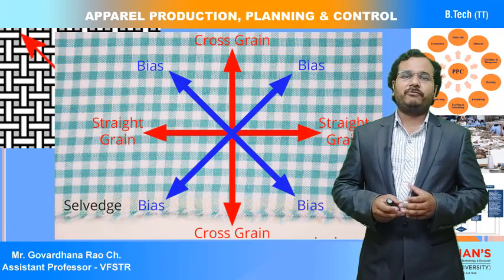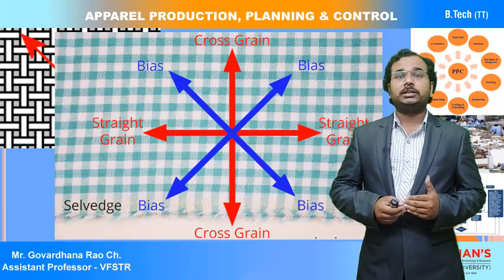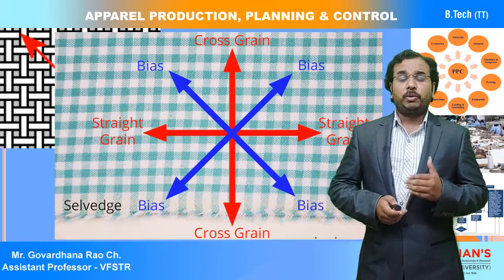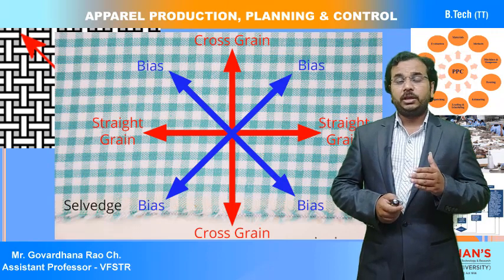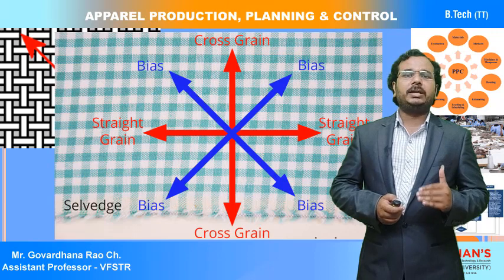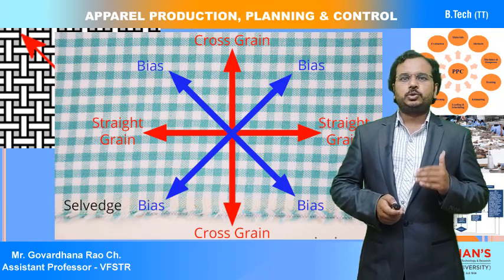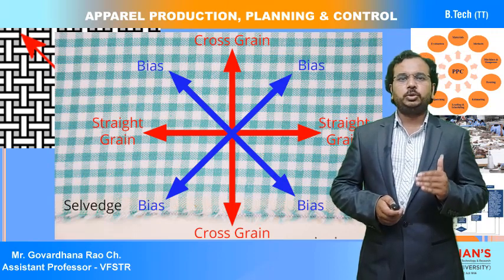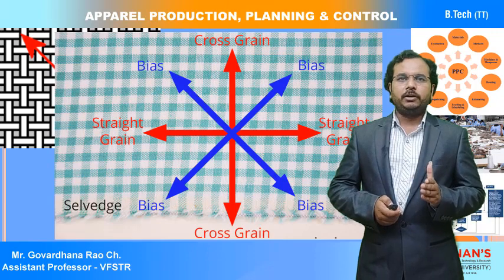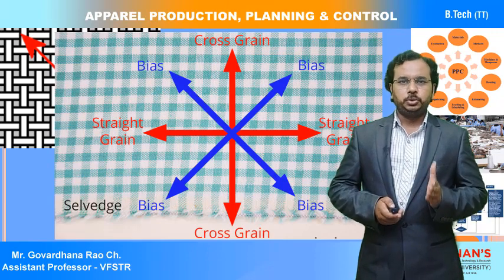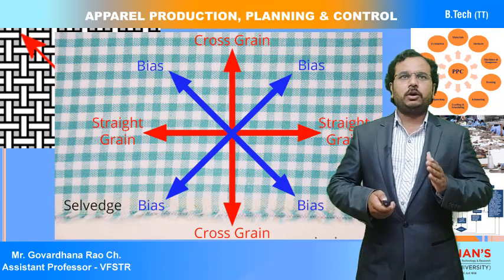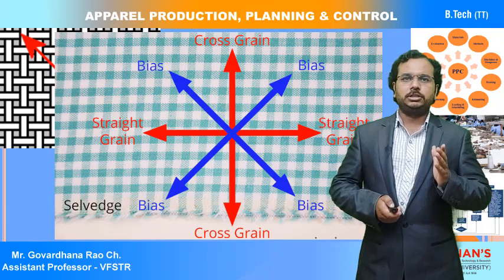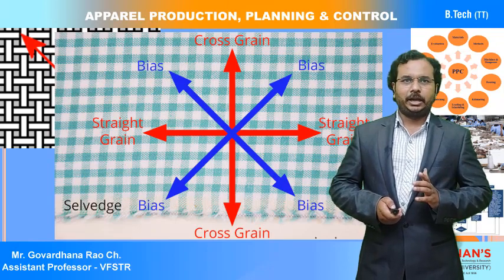So at an angle of 45 degrees, we are placing the patterns on the marker while preparing the marker, if the fabric or the garment style is different. As per the garment style, we are going to choose what kind of grain we need to use. So this is how we are going to select, and this is what the biased grain is.